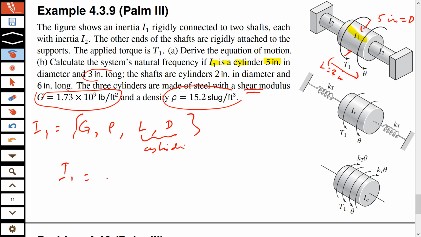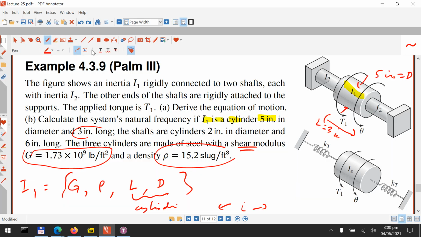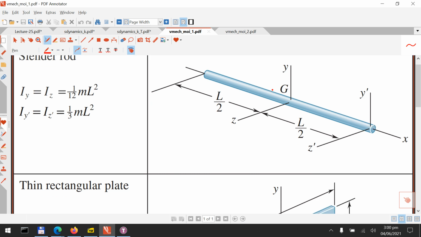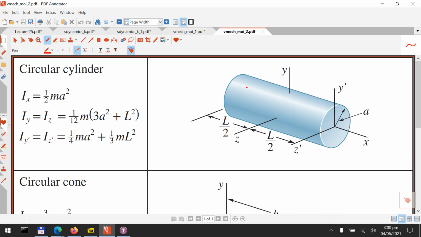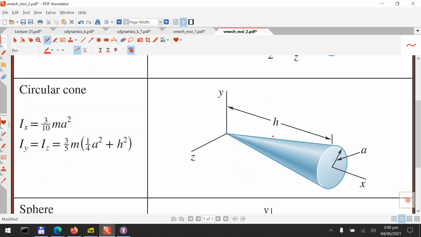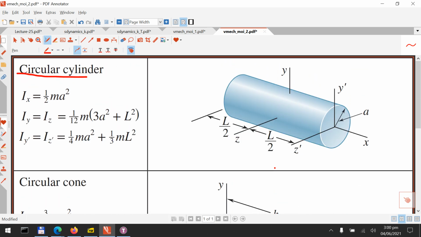Now I1, first I need to look at the cylinder. If I have a cylindrical shape with given diameter or given radius, and length, and if I know its mass, let me show you one table so that you don't forget what we are doing. In this table we don't have the desired shape because this is a slender rod. This is the case when the diameter is insignificant. But I am showing you another table where you have a circular cylinder. I don't go for the conic one. I don't go for the spherical one. This is a cylinder with significant diameter. Okay, so rather than A, you can think of this as half the diameter.